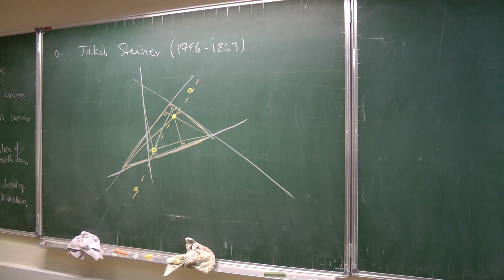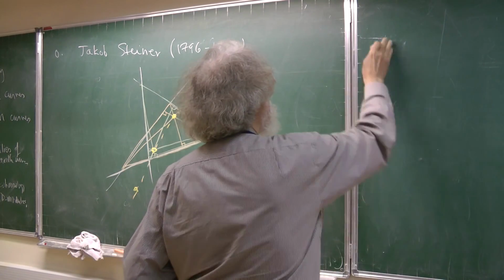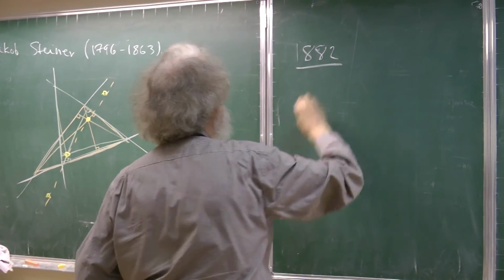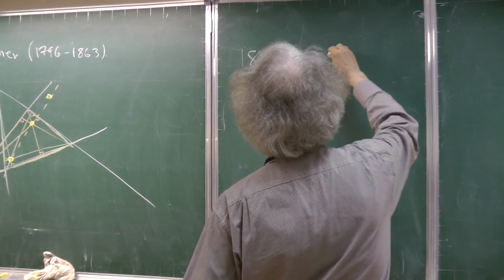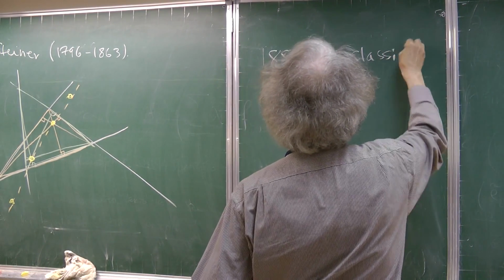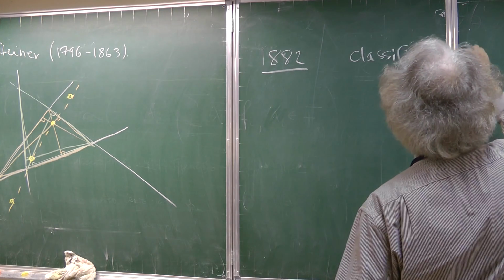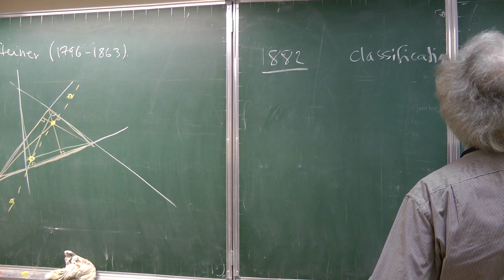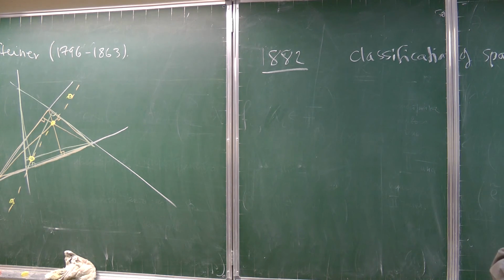He gave some to various foundations, but he designated a big chunk of money to the Royal Berlin Academy of Sciences for a prize. It was called the Steiner Prize. And in the year 1882, the topic for the Steiner Prize was the classification of space curves. So the Academy invited contributions, papers on the classification of space curves, and then they would give a prize to the best one. And the papers were submitted anonymously.